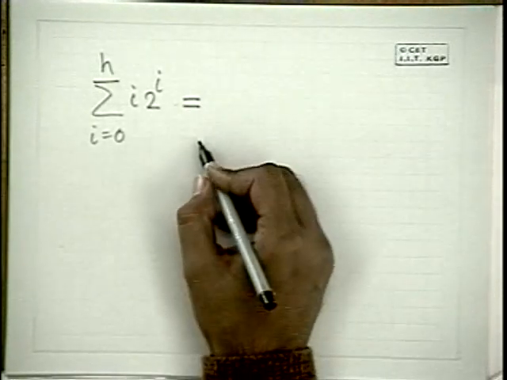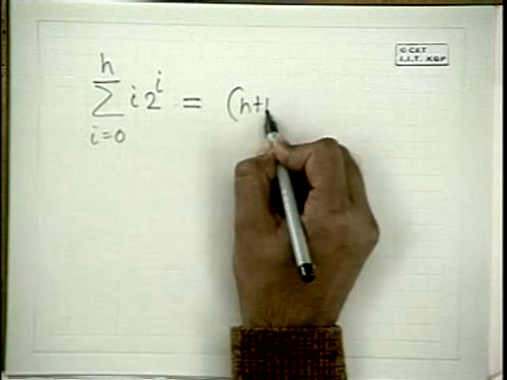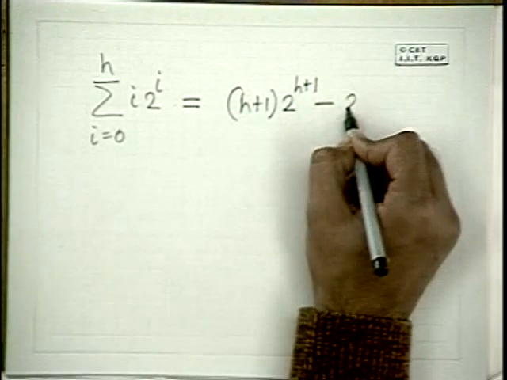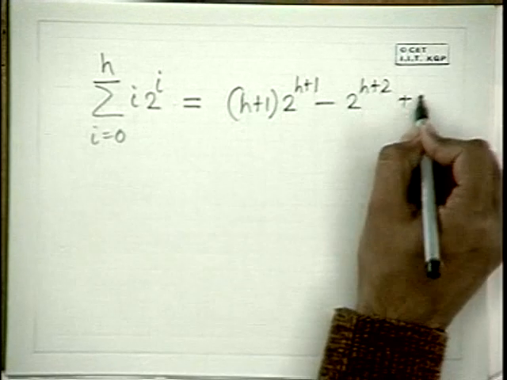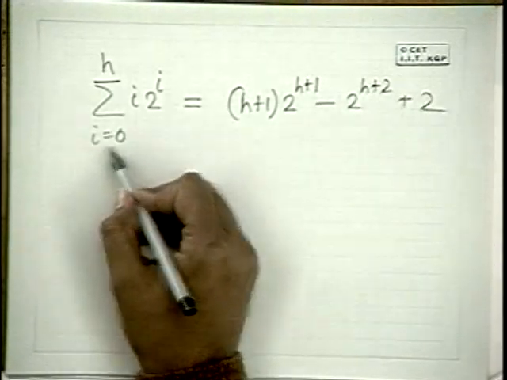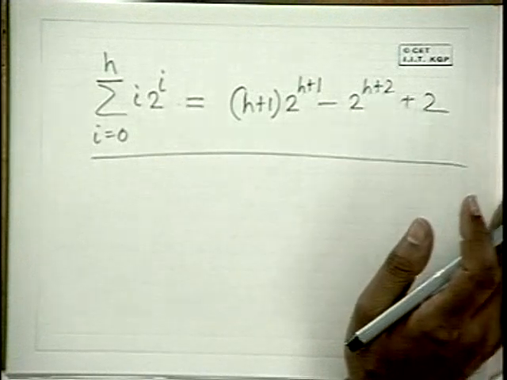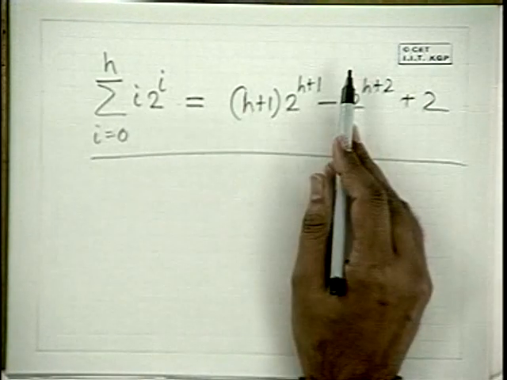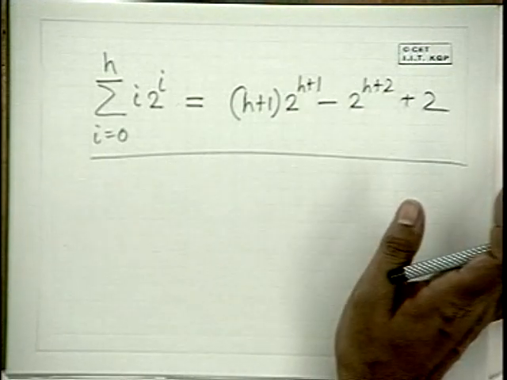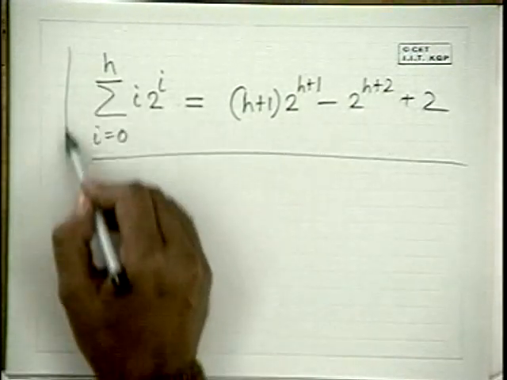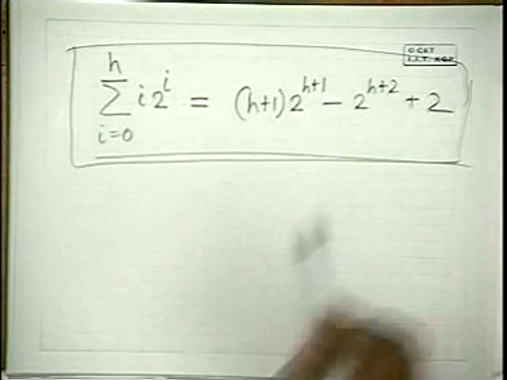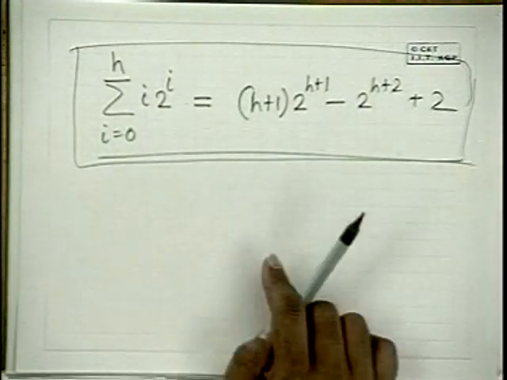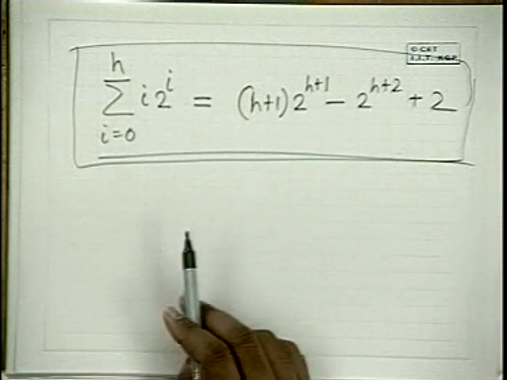You can check. This is nothing but (h plus 1) times 2 to the power h plus 1 minus 2 to the power h plus 2 plus 2. Okay, I am not going to derive it, but you can do this. The most important part is the term h times 2 to the power h. So I will need this somewhere later.